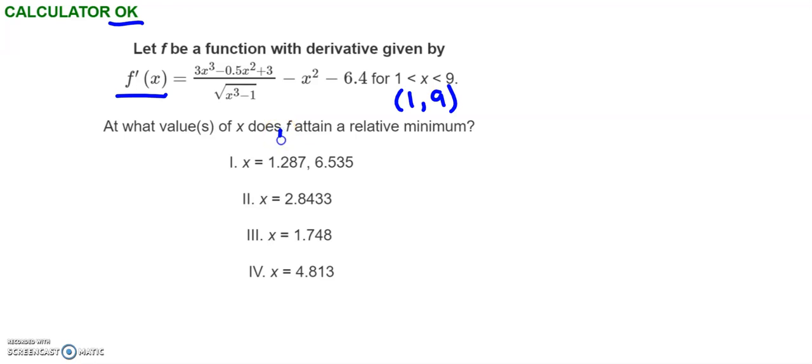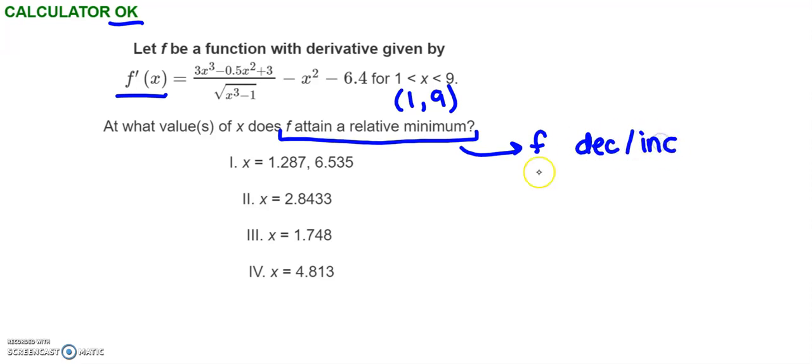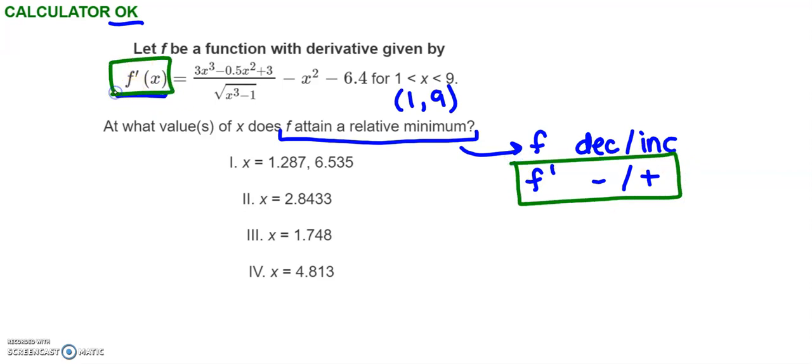Well, we want to think about definitions. What does it mean if f attains a relative minimum? That would mean that f changes from decreasing to increasing, which means that f prime changes from negative to positive. And the reason why we want to look at the f prime layer is because we are given f prime. So with this one, we were allowed to use our calculator.